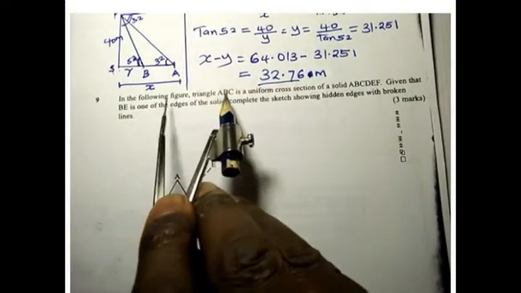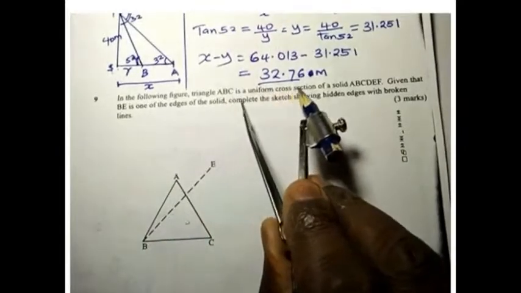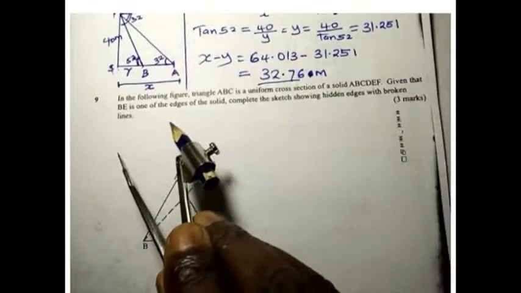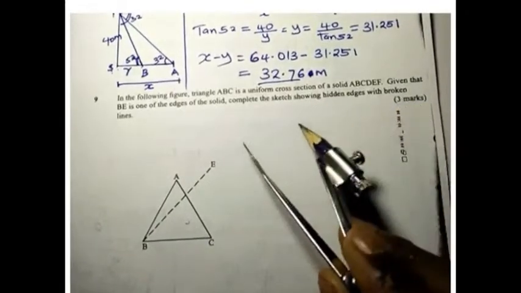In the following figure, triangle ABC is a section of the solid ABCDEF, given that BE is one of the solid's edges, showing hidden edges with broken lines.